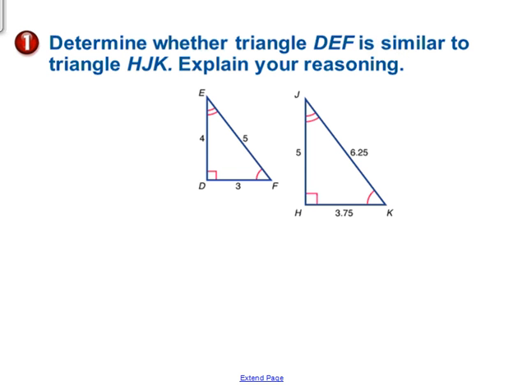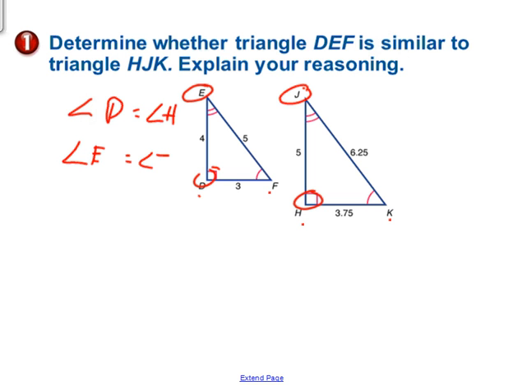Determine whether triangle DEF is similar to triangle HJK. Well, the first thing we need to do is look at it and see if their angles appear to be the same. We can see by our markings that these are right angles, so those are equal. So angle D does equal angle H. That checks out. We can also see that angle E is equal to angle J, and angle F is equal to angle K. So far we're doing good.